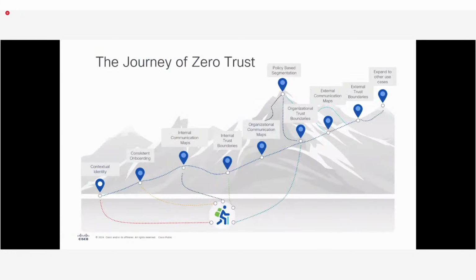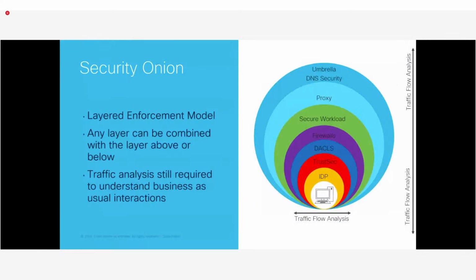So when we talk about zero trust, now we also have to talk about the idea of, okay, where are we within our overall zero trust journey? And as part of this zero trust journey, what you're going to see is ICE will then play its part in terms of feeding identity into your traffic maps. It's going to be part of your policy based segmentation. It's going to be a major aspect of that consistent onboarding. And of course, the contextual identity piece of that.